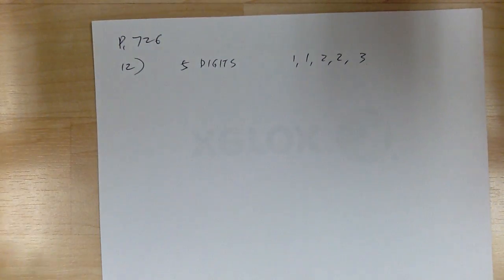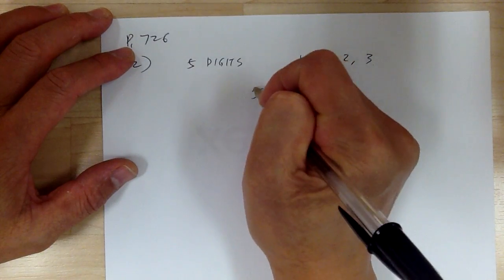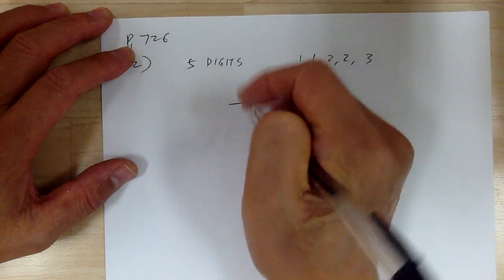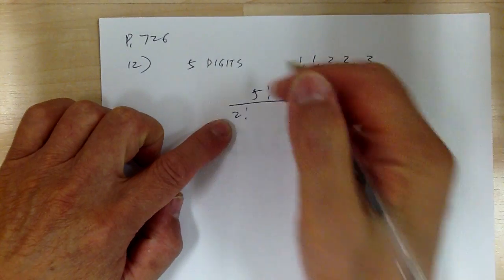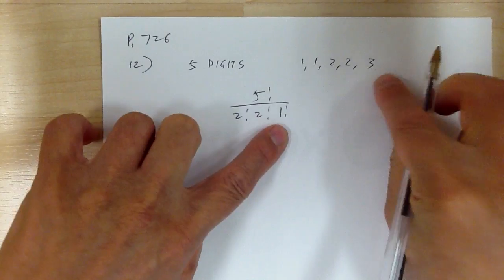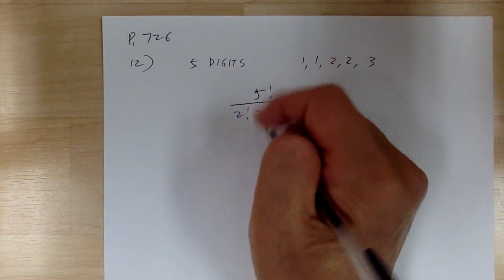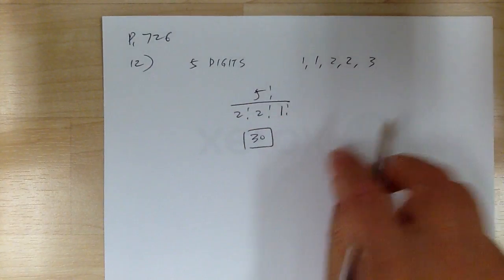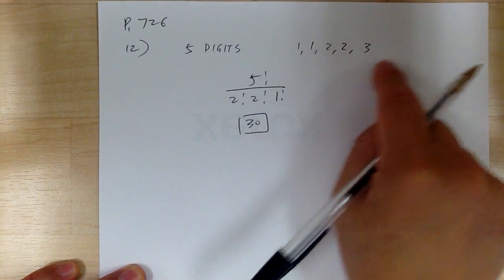To form the 5-digit numbers, there are a total of 5 digits, so it's 5 factorial. There are 2 ones, so this is for the 2 ones. And then 2 factorial, these are for the 2 twos. And you have 1 factorial for the 3. You punch in your numbers and you come up with 30. So there are a total of 30 different 5-digit numbers you can form from these.